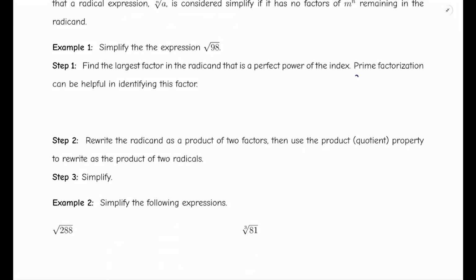So I'm going to prime factorize 98. Well, 98 is even, so I know 2 goes into it. 49 times 2 is 98, and 49 splits up into 7 and 7, which are also prime numbers. What this tree tells me is that 98 is equal to 2 times 7 squared.